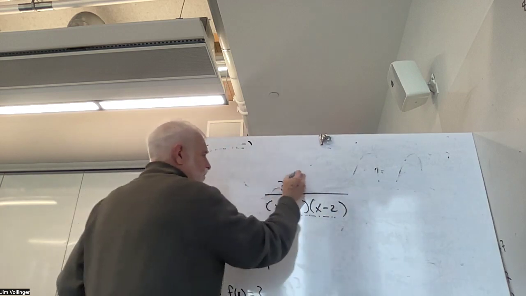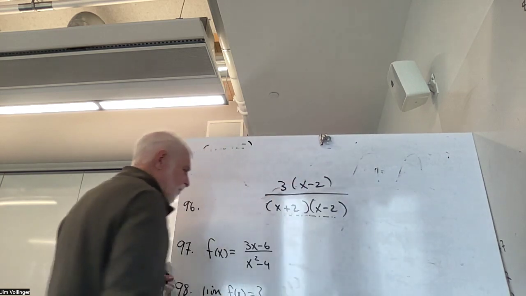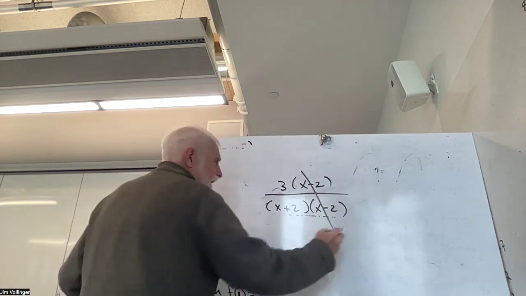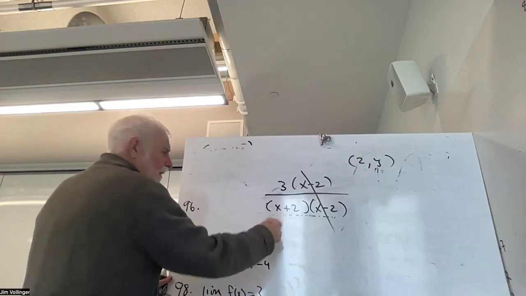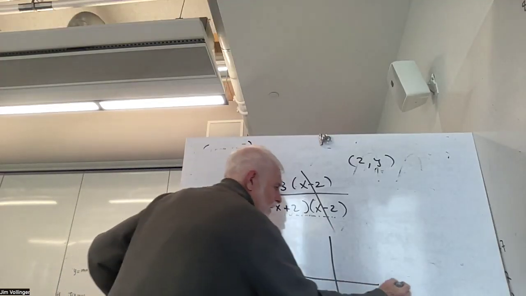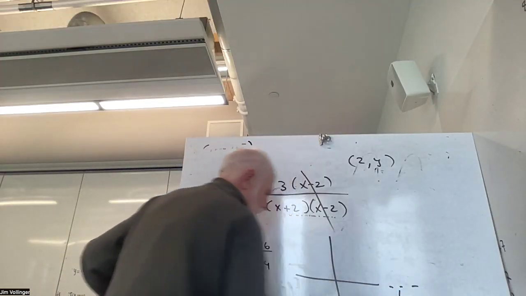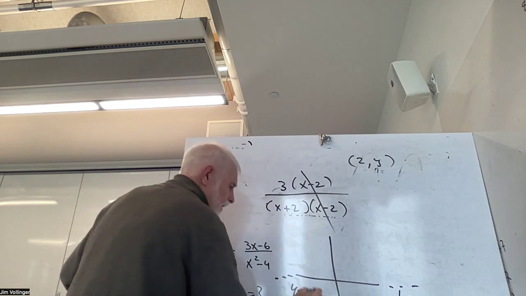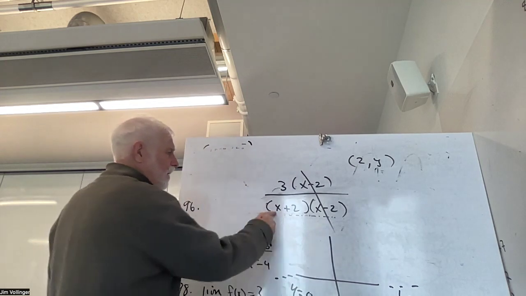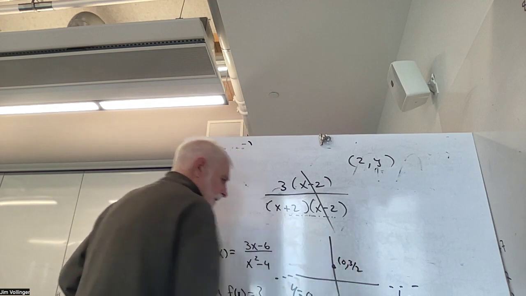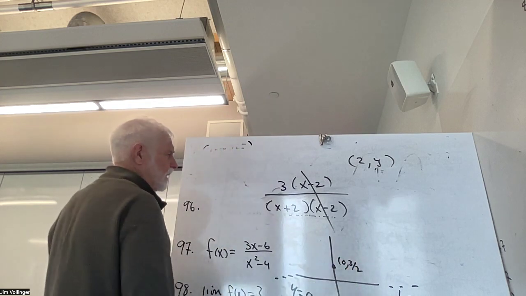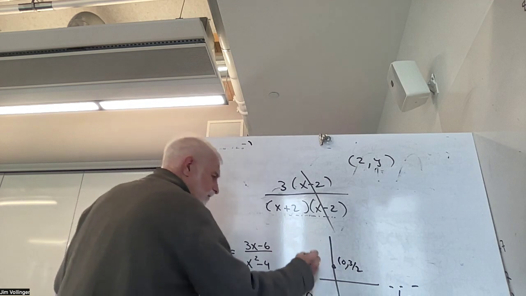All right. Got a factor, x plus 2, x minus 2. 3x minus 6 is 3 times x minus 2, so we have a point of discontinuity at x equals 2. We're going to have to find that y value after we graph 3 over x plus 2. That goes to 0. That goes to 0. And therefore, we have y-intercept of 0, 3 halves.